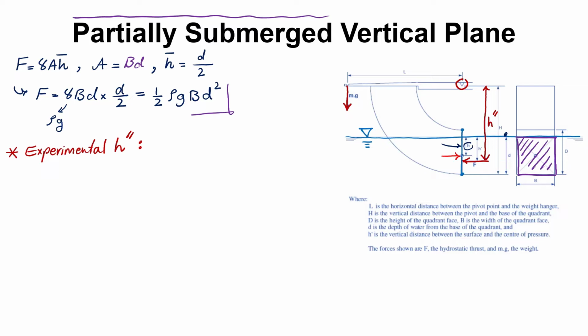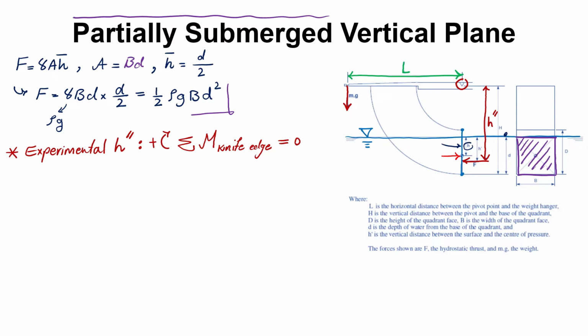We do have the length from this force to the knife edge. This length is L, and h double prime is the distance from F, the hydrostatic force, to the knife edge as well. So let's consider this direction to be the positive moment direction, and I'm going to calculate the summation of moments about the knife edge. This should be equal to 0 because the system is in equilibrium.